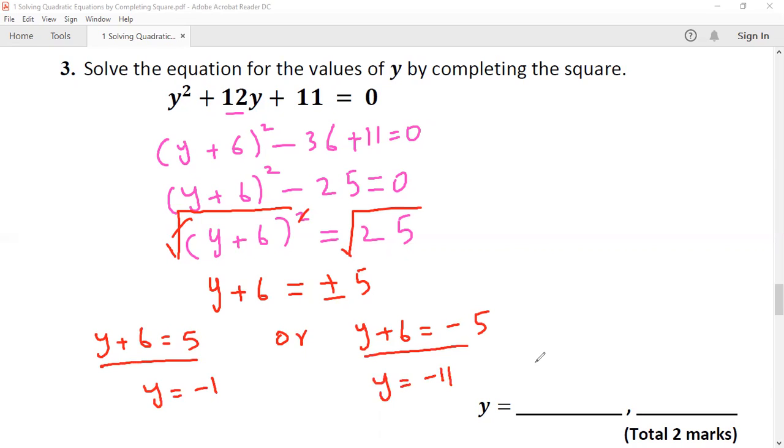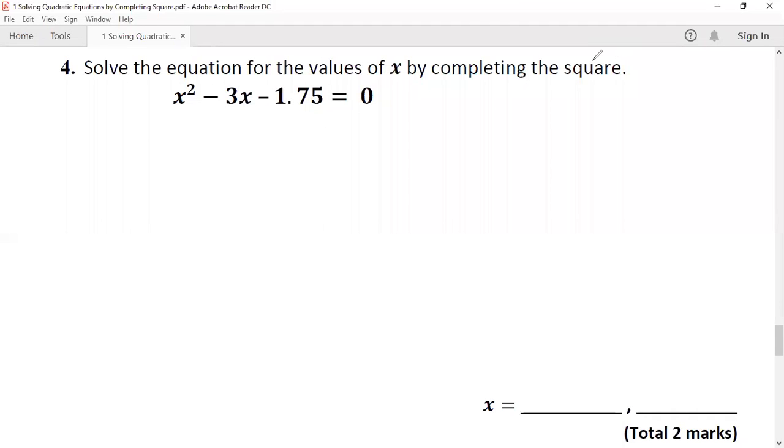So the two values of y for the given equation will be y equals -1 or y equals -11. Right. Let's move to question number 4. It says solve the equation for the values of x by completing the square. x squared minus 3x minus 1.75 equals 0.